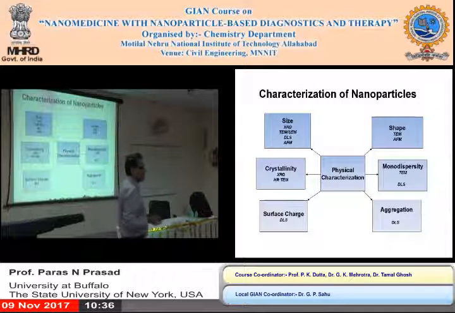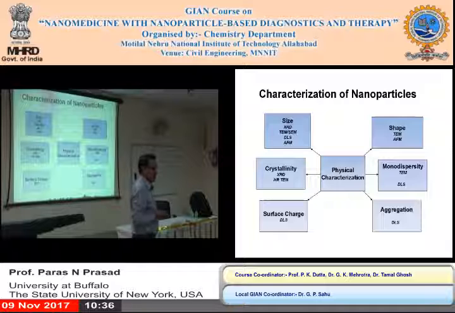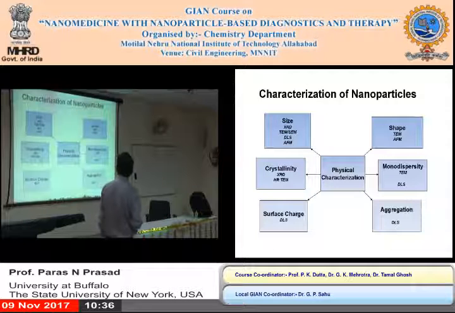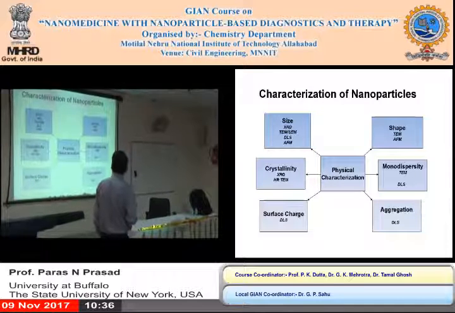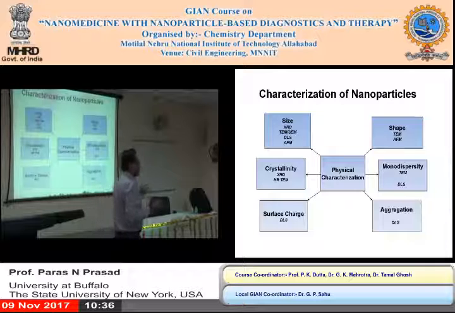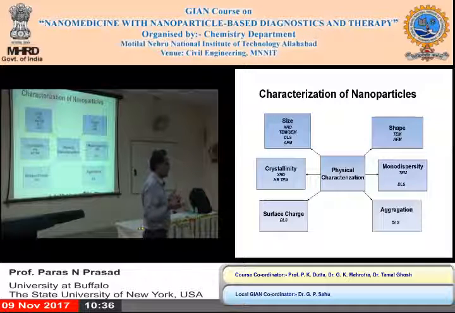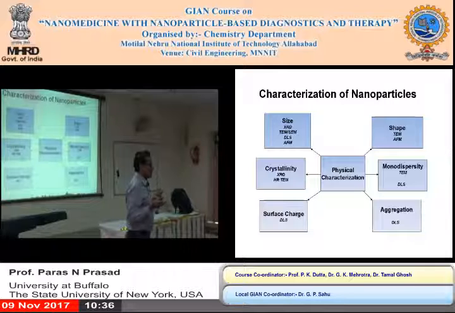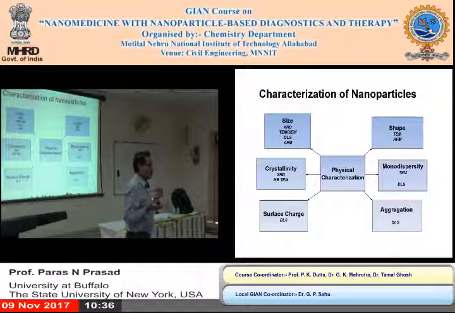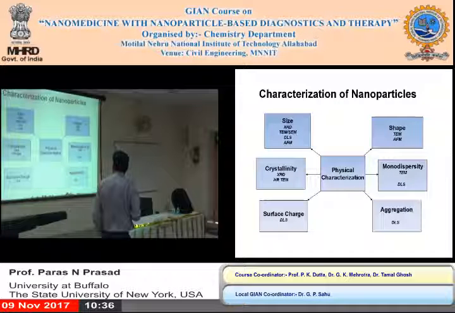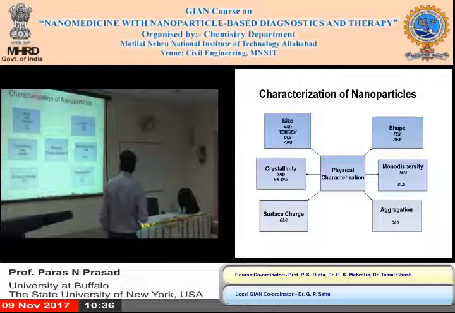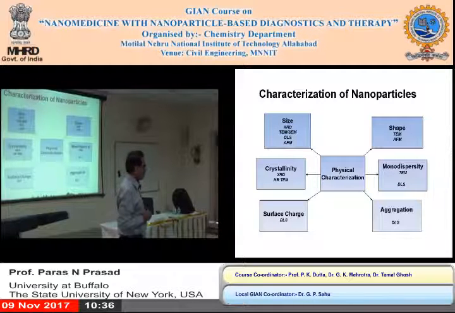Or you can do AFM of the sample, dried sample. So these are the ones: size, shape again you can get by transmission electron microscope or atomic force microscope. Then you want to know whether the nanoparticle is crystalline or amorphous. And if it is crystalline, what kind of crystal phase it has, like I showed to you in case of erbium, that it could be hexagonal or cubic. So for that you do X-ray diffraction or high resolution transmission electron microscope. Okay?